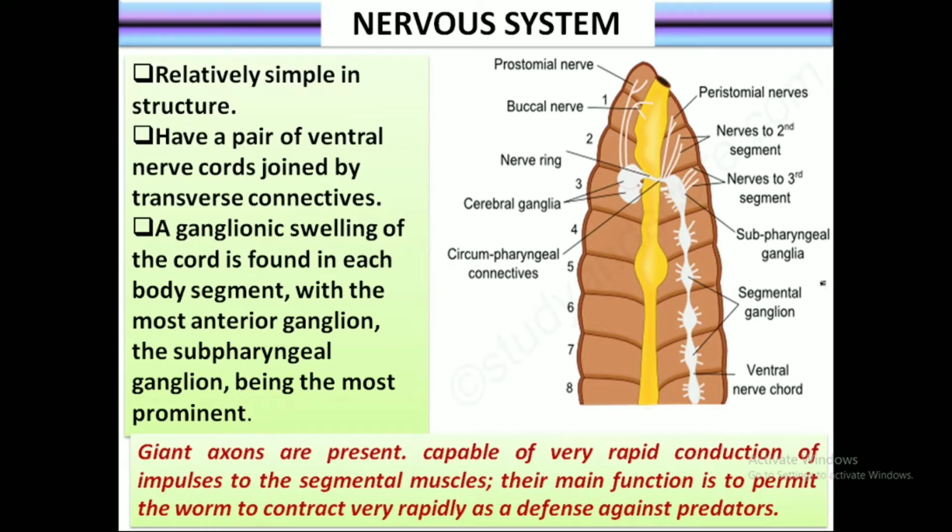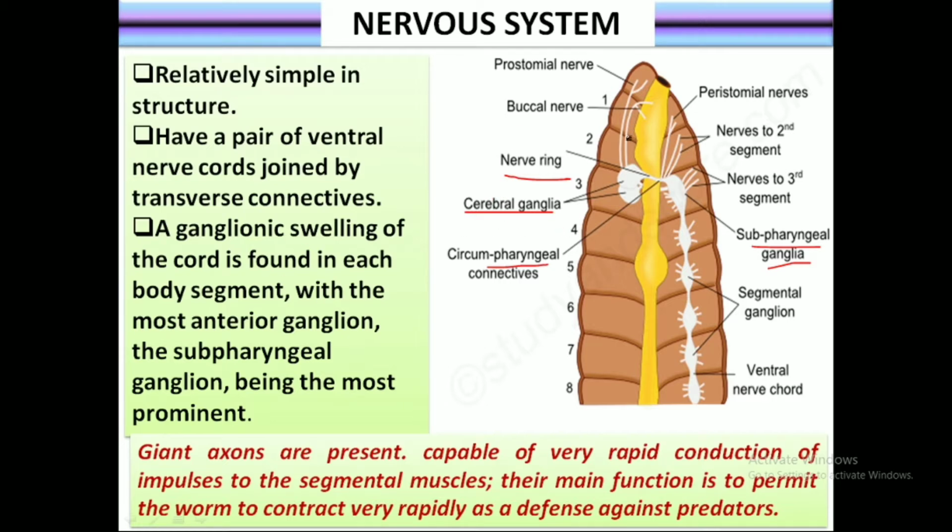So we are starting off with the nervous system. The nervous system in the annelids is relatively very simple in structure, and it majorly consists of a nerve ring, cerebral ganglia, circumpharyngeal connectives, and subpharyngeal ganglia. These are the parts that make up the central nervous system of such organisms.